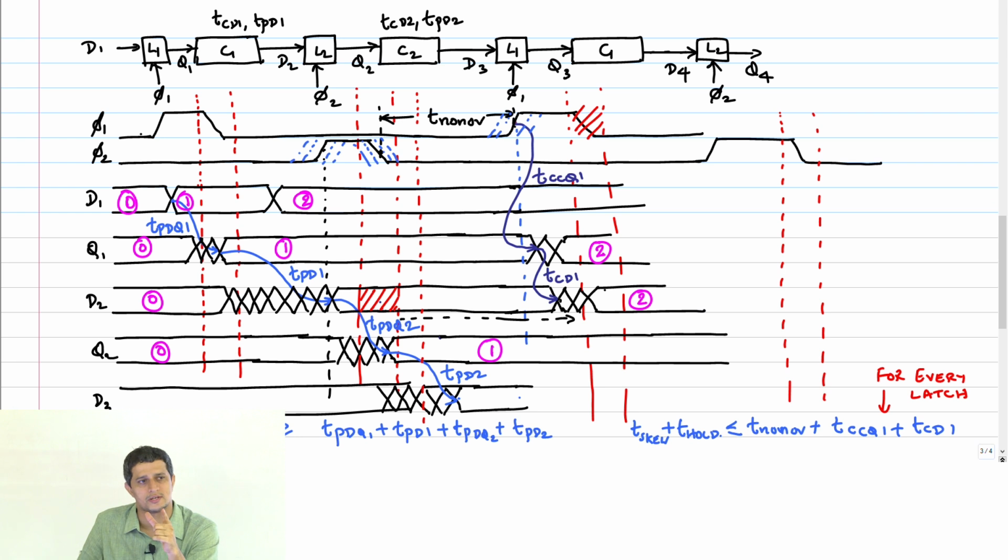I'll leave you with a question. Come back on Monday thinking about it. A flop is made up of two back-to-back latches. If I split the latches, I'm getting three constraints. If I combine the latches and make it back-to-back, I'm getting only two constraints. Where did that third constraint go? Okay, think about it and come back.